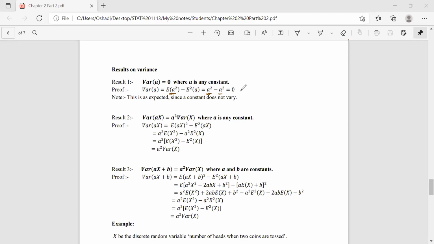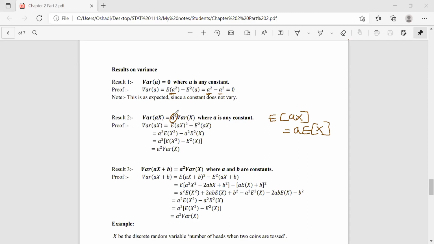Right? Then the variance of A times x, where A is a constant: when we take A out, it becomes squared. In the expected value, the expected value of AX, where A is a constant, we can write as A times the expected value of x. But here, A becomes squared. Let's see how it happens.